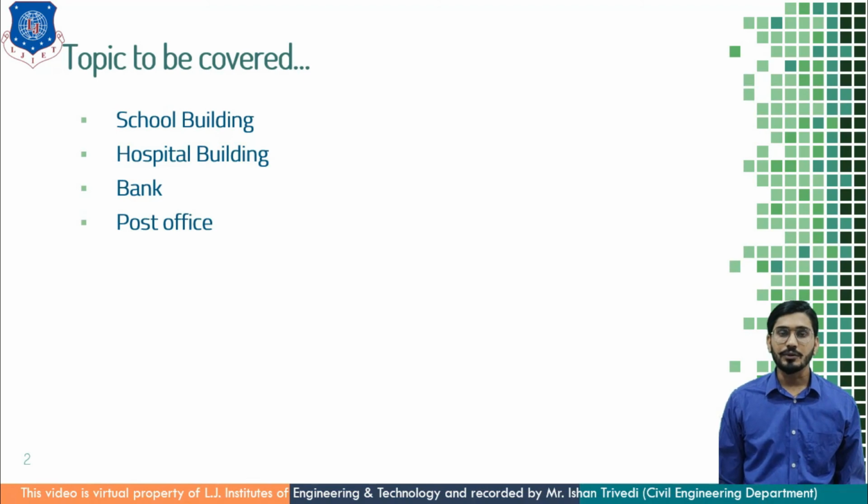So you have to keep space in a public building for sanitary blocks. For example, these are the lavatories where water as well as sanitary units for men and women are provided.